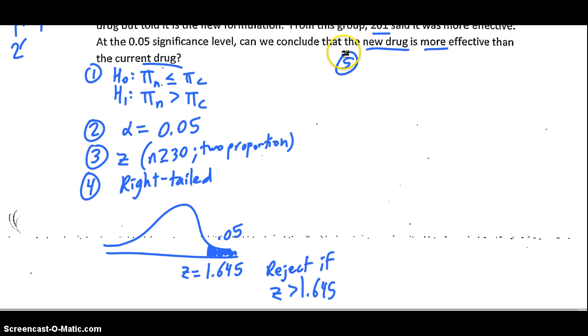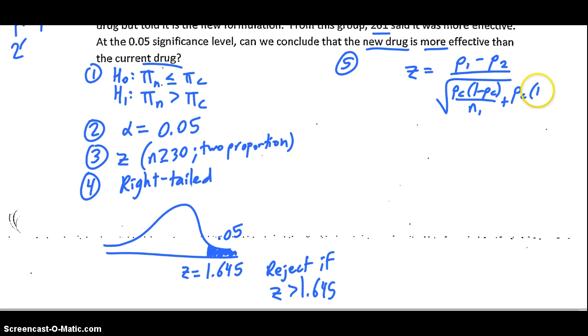Alright, step 5 is the z-score. I will tell you, for two proportions, it's probably the most complicated formula we have. You have to have two different proportions, and you have to have a couple of different things. You have to have a combined probability, two different sample sizes, right? There's a lot going on in this one little formula. So we need to figure this out.